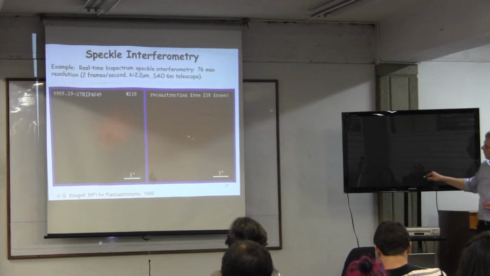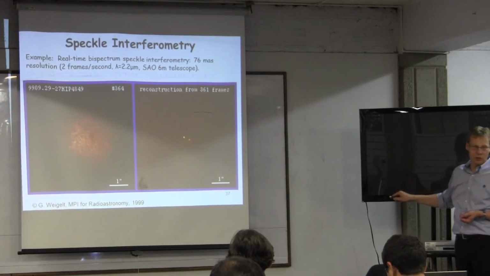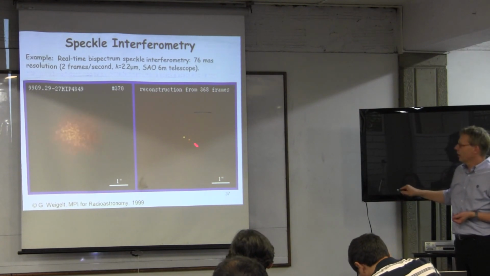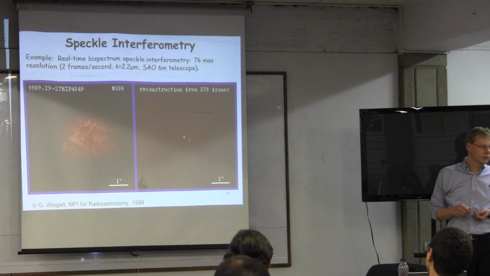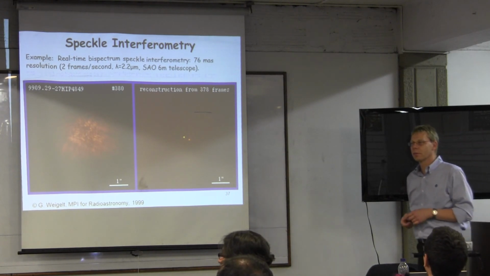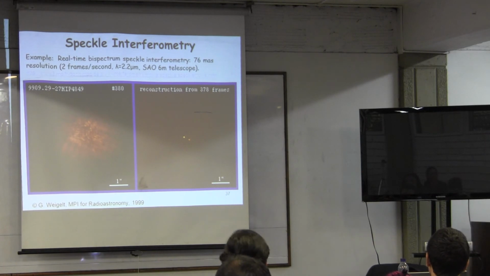Right? And I think it's obvious what the game is, right? If I show you that image, you would never have guessed that it's a double star system. To what extent does speckle interferometry replace adaptive optics? Yeah, that's a good point.